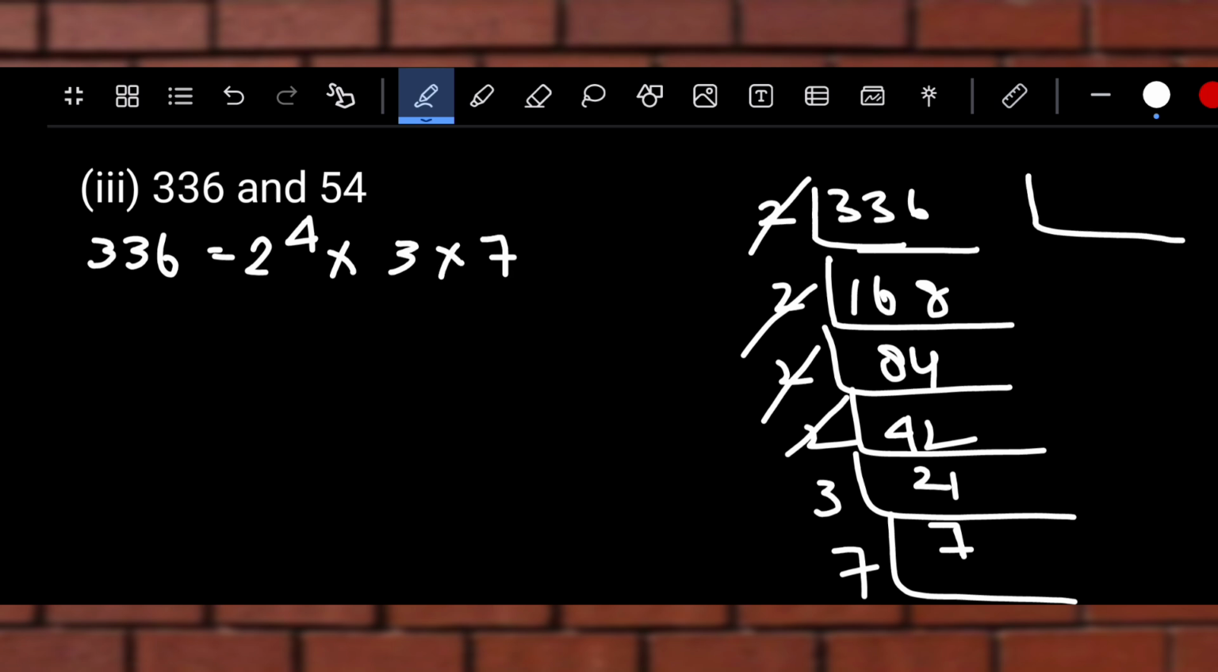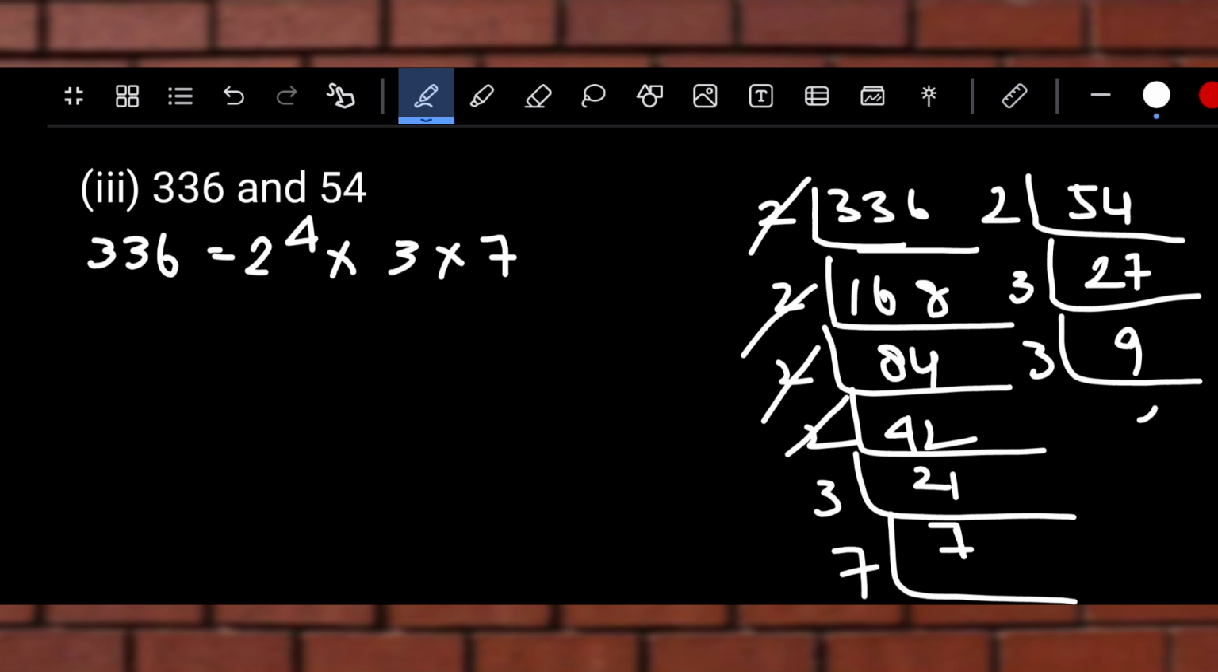Okay, now I'll do the prime factorization of 54. Divided by 2, I'll get 27. 27 is 3 into 9. So I'll write 3 cube, in the sense 9, 3, 3, 3, 1. So I'll write 54 is equal to 2 into 3 cube.